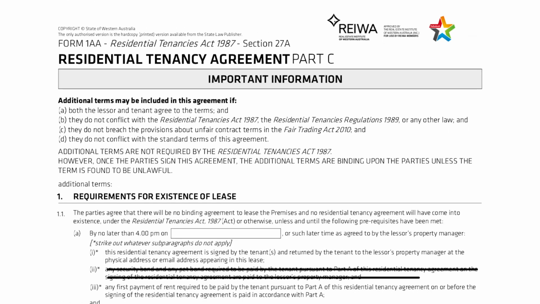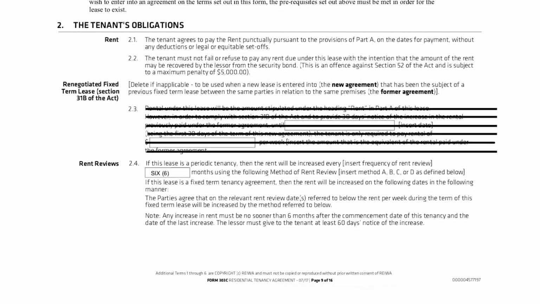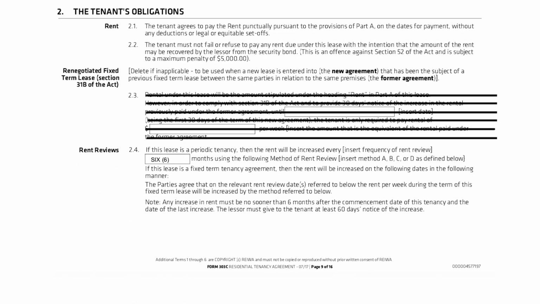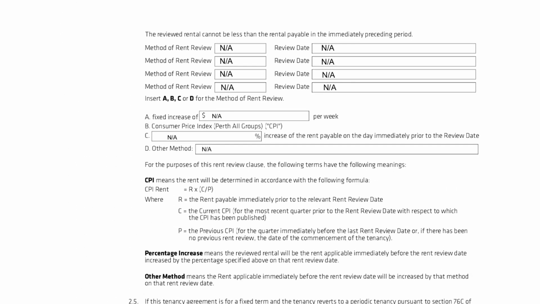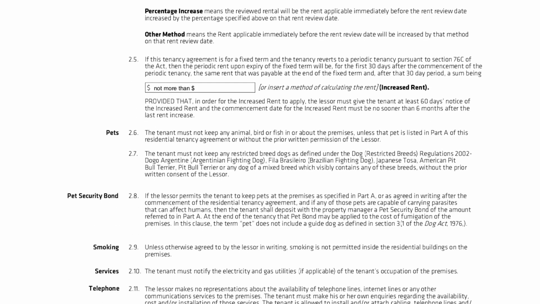Bond, pet bond, and 2 weeks rent need to be paid by the date in this section here. Rent is payable 1 week in advance at all times. No rent reviews during the period of tenancy. If it goes to periodical, we can increase the rent to $50 more than what your rent is. This is why it is important to renew your lease at the end of the tenancy. Pets, no additional pets without permission. Pet bond is held with the bond administration.